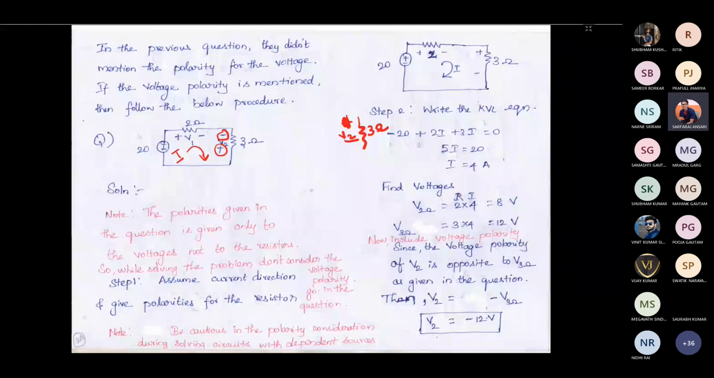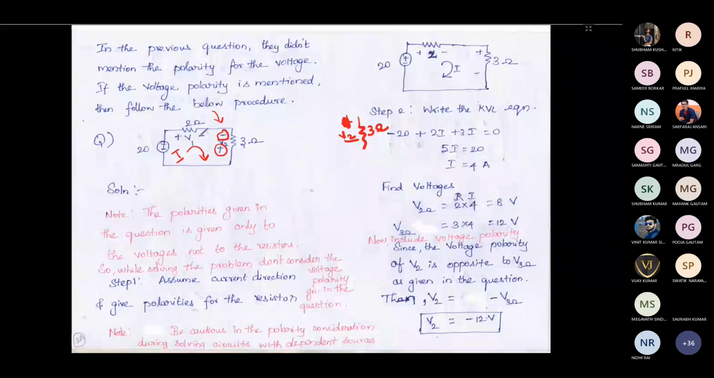Again, I repeat, in the previous circuit which we have seen, they had not given the polarity, but here they have given the polarity already. When they did not give it, we assumed the current direction, and from the assumed current direction, we had marked the polarity. Since the polarity is already given here, what should you do? You have to keep it as it is.